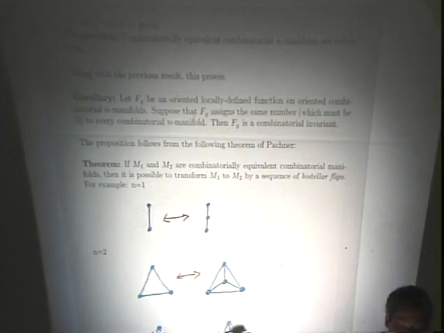Well, a bistellar flip, what that means is you take part of the boundary, so it's like sending this to this. Think of this as the boundary of a triangle. I'm replacing one part of the boundary by the other part. All bistellar flips have this general form, that you replace one part of the boundary of an n+1 simplex by another. And that shows you how to build a cobordism.